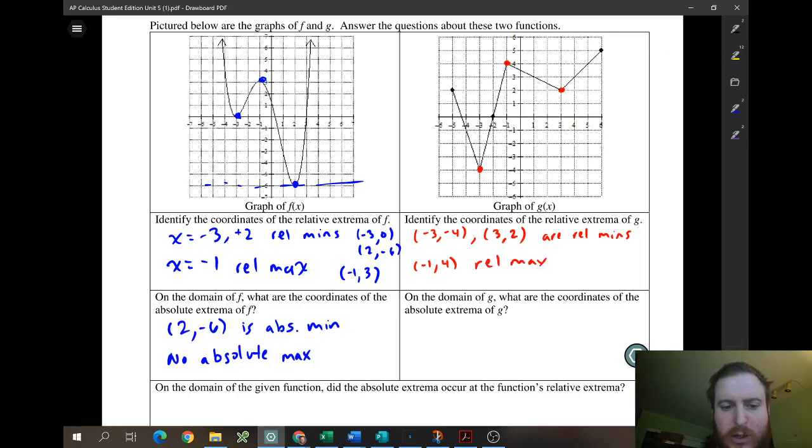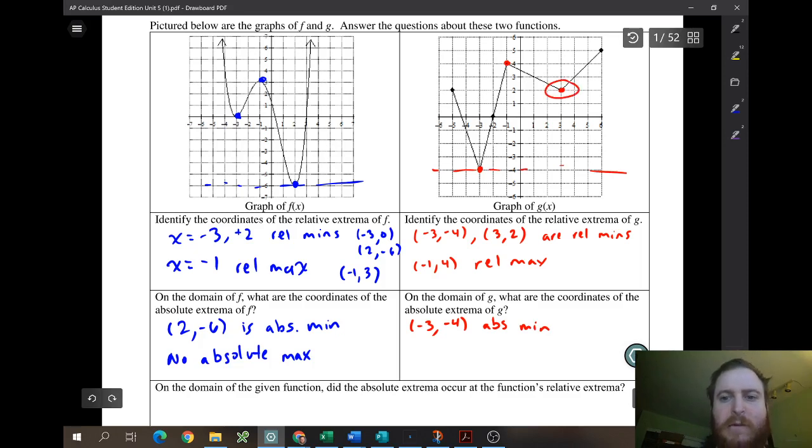But if we look at our lowest point, what's our very lowest point? Our lowest point is -3, -4. So that's our absolute minimum. That's the lowest this graph ever got to. Even though 3, 2 was a relative minimum, it's not the very, very lowest. It's only a minimum compared to what's around it. It's below what's around it. That's why we call it relative, meaning compared to what's near you. And then our absolute maximum is actually here at 6. That wasn't from a relative maximum, that was actually from the endpoint. So 6, 5 is our absolute maximum.